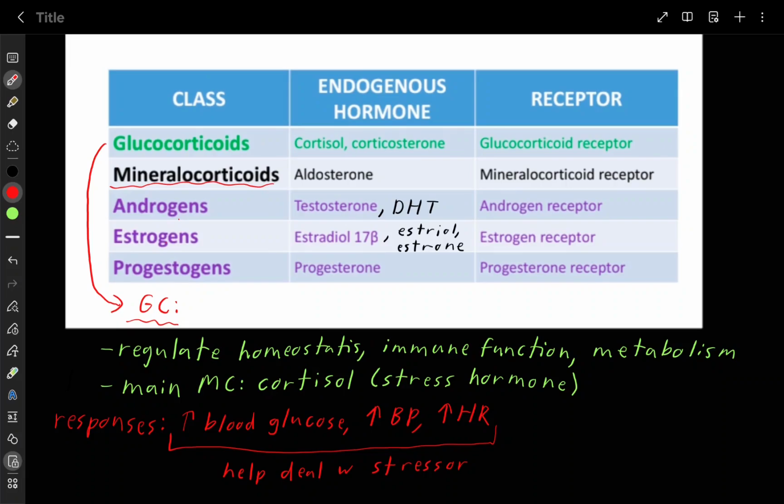Finally, let's take a look at the second corticosteroid type we mentioned, which is glucocorticoids. Okay, so glucocorticoids regulate homeostasis, immune function, and metabolism. Cortisol, which is the main glucocorticoid, is known as the stress hormone, and it's involved in producing stress responses which are triggered by stressors. Stressors can be physical, emotional, environmental, and cortisol will produce responses such as increased blood glucose, increased blood pressure, increased heart rate, which help to deal with the stressor.